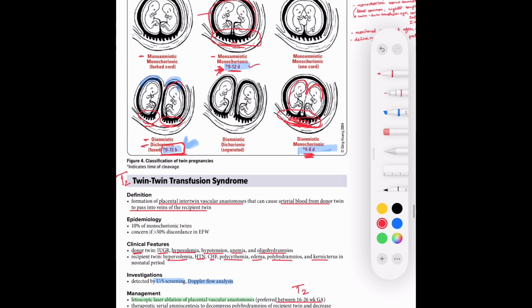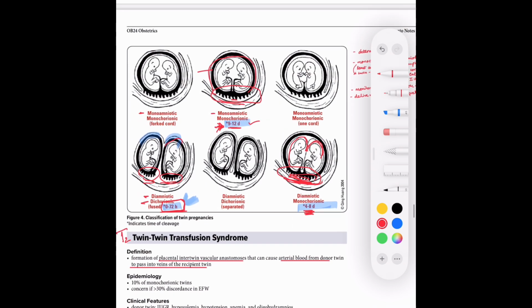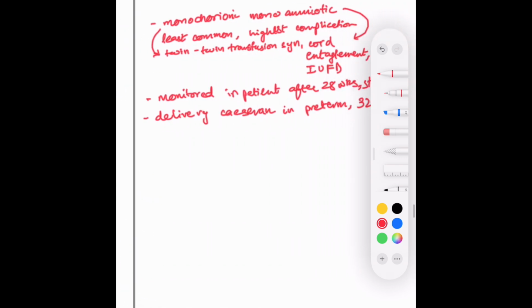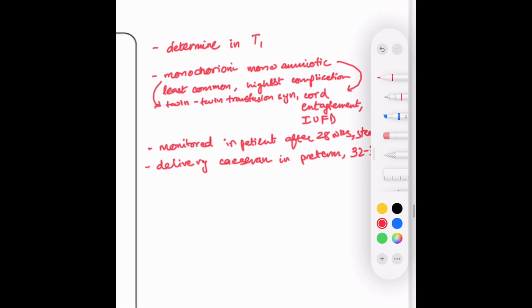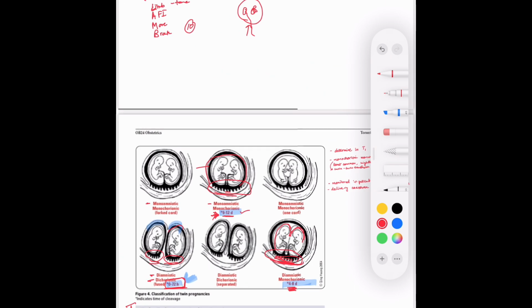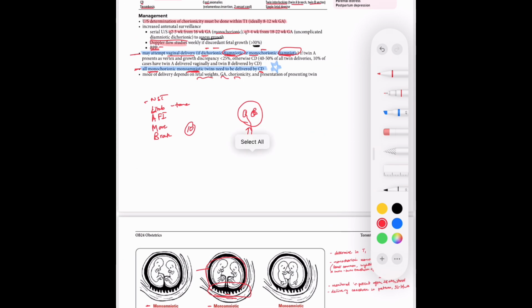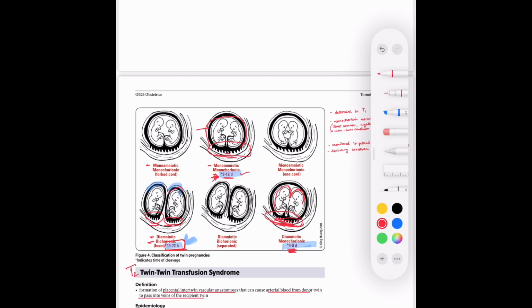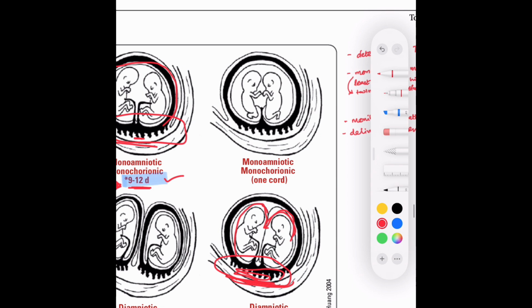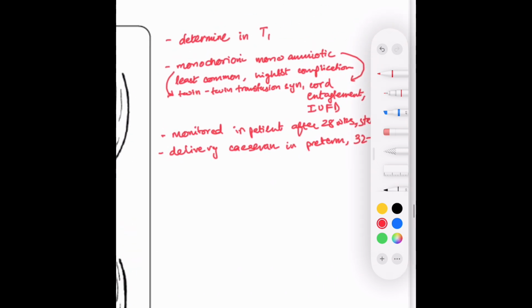All right, perfect. Moving forward, I have a little thing in the corner. This must be from UWorld. We determine the zygosity and the chorionicity, the number of chorions, number of placenta in trimester 1. Monochorionic and monoamniotic are least common, but they have the highest complication.